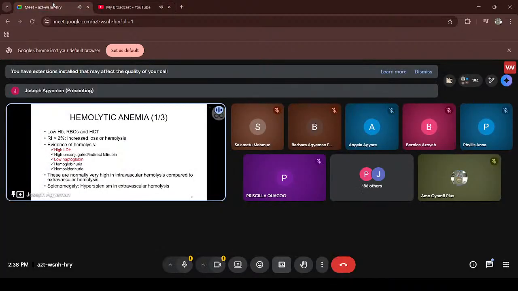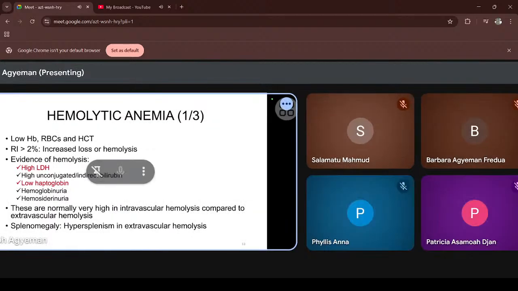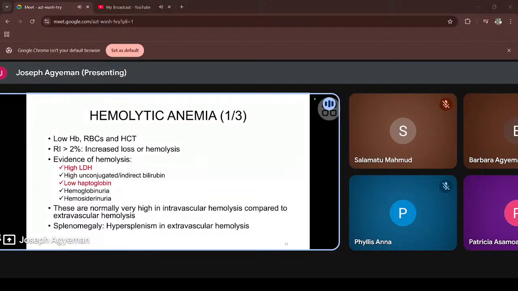Now, you can have red cell sequestration in the case of problems like sickle cell disease. You can have red cell sequestration in organs, for example, the spleen. You can have enlargement of the spleen. In most cases, like sickle cell disease, you can have extravascular hemolysis, and they present with splenomegaly.